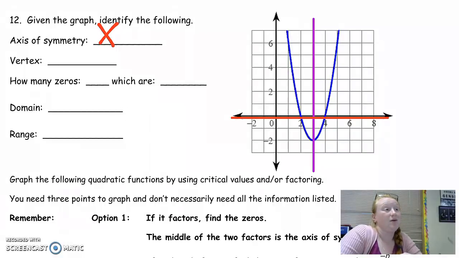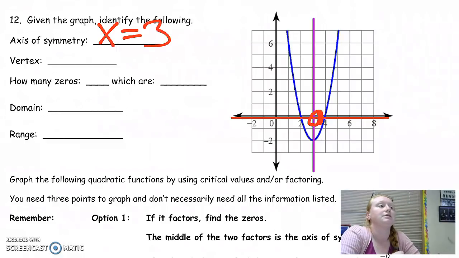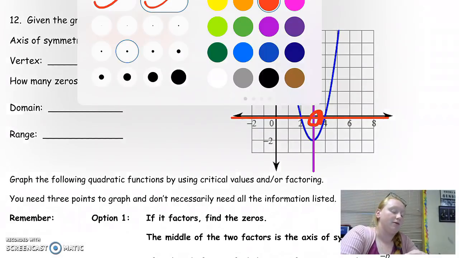I would ask you, okay, where does it touch the x-axis? And you would tell me at 3. So I get x equals 3 is my line of symmetry or my axis of symmetry. A vertex. The vertex is going to be the very top of my graph or the very bottom of my graph. In this case, it's the very bottom of my graph.